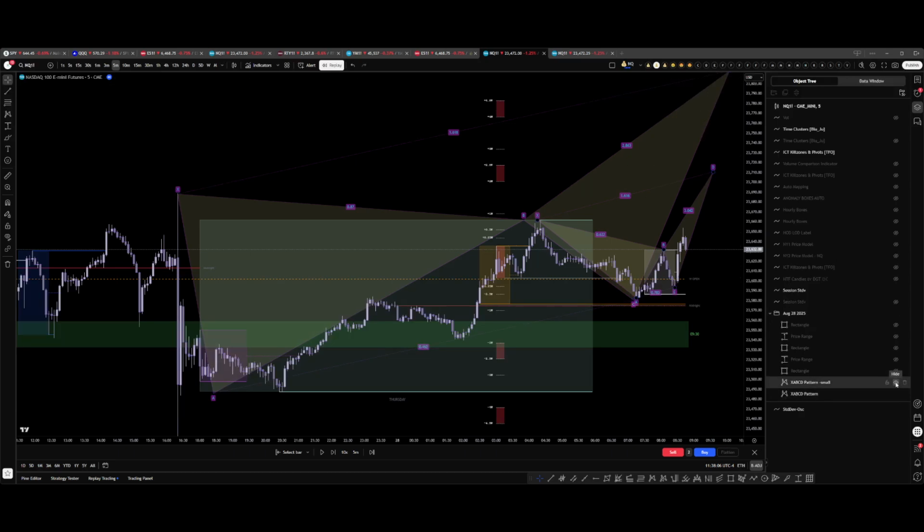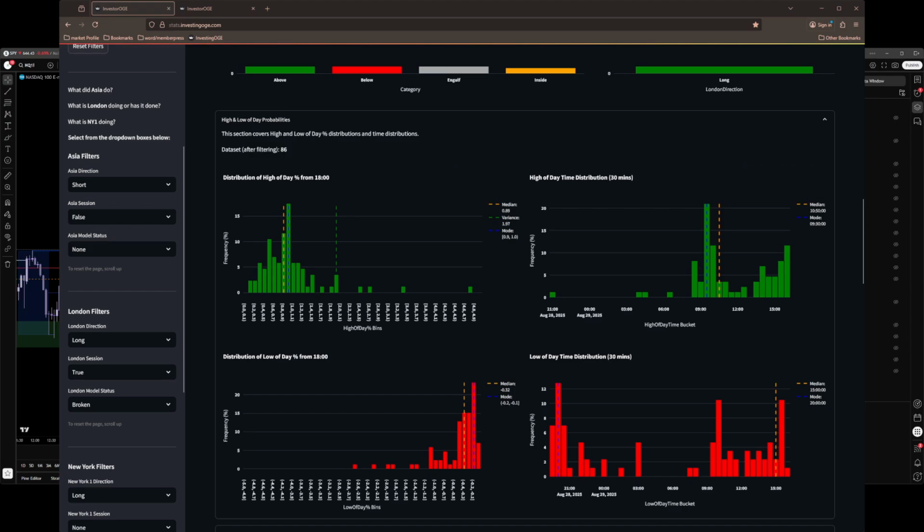Now, what we want to look for is data to support this. Is this what we're looking to do? This particular setup looks like it wants to push. So how does that work? Well, let's pipe our data in, which we've already done. And we're going to look at high of day and low of day first.